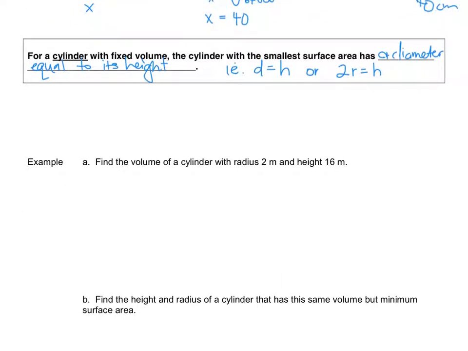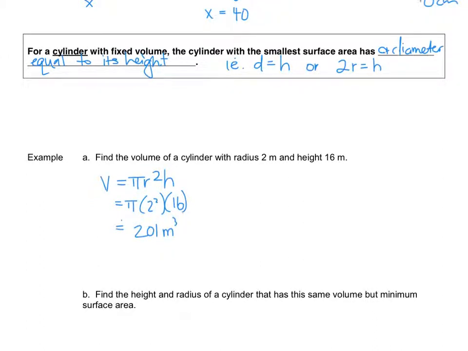So for example, it says find the volume of a cylinder with a radius 2 meters and height 16 meters, first of all. So let's recall the volume of a cylinder is pi r squared h. So if we put in those values, pi times 2 squared times 16 is about 201 meters cubed.